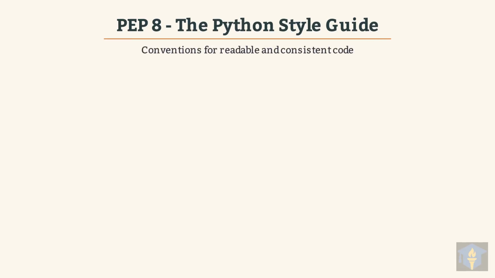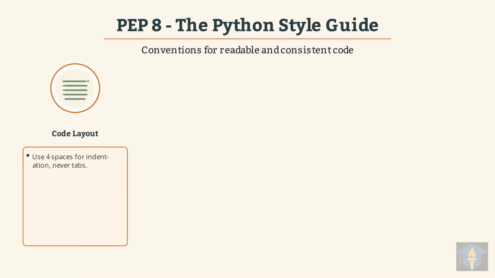PEP8 provides a set of essential conventions to ensure our code is consistently readable and understandable by everyone. First, let's look at the code layout guidelines to structure our Python files effectively. Always use 4 spaces for indentation, as this is the standard, and never use tabs in your Python code.